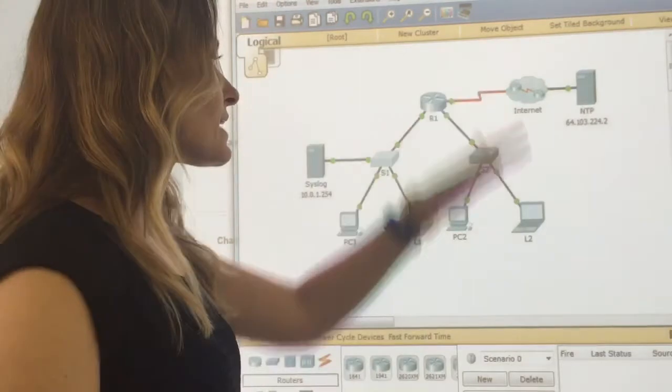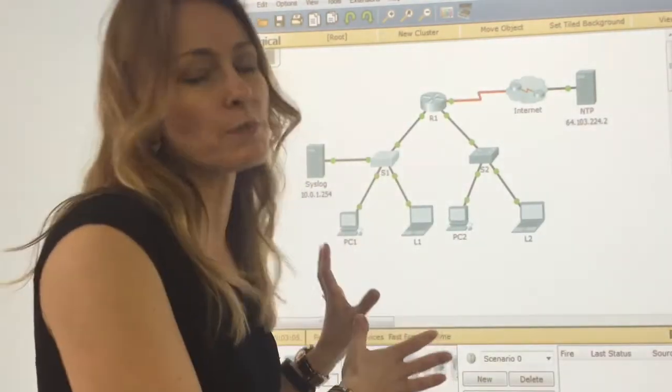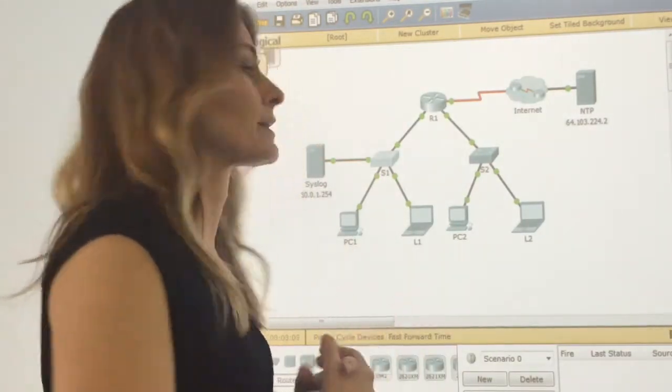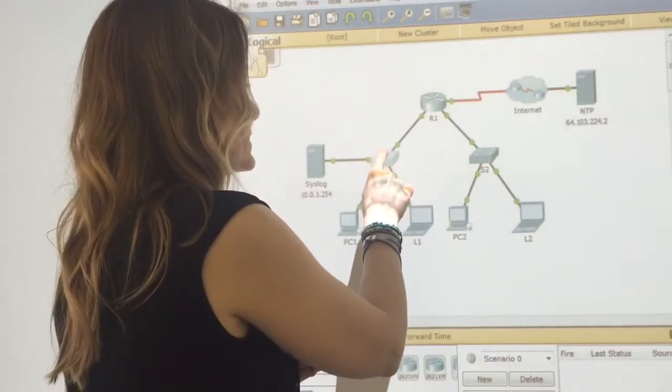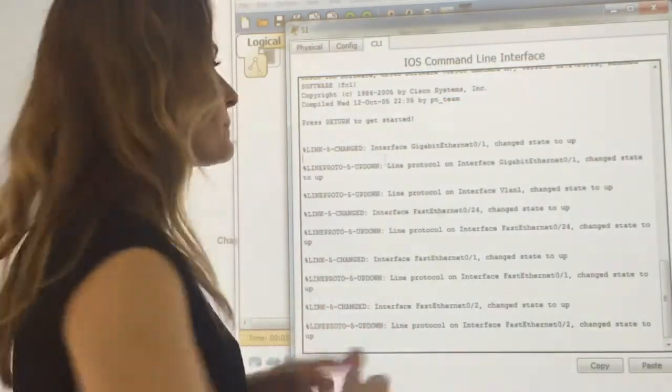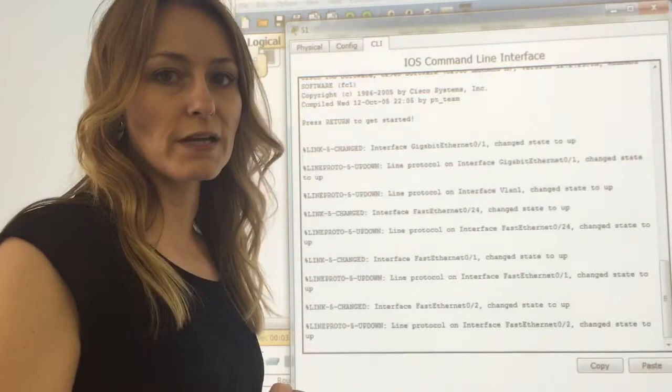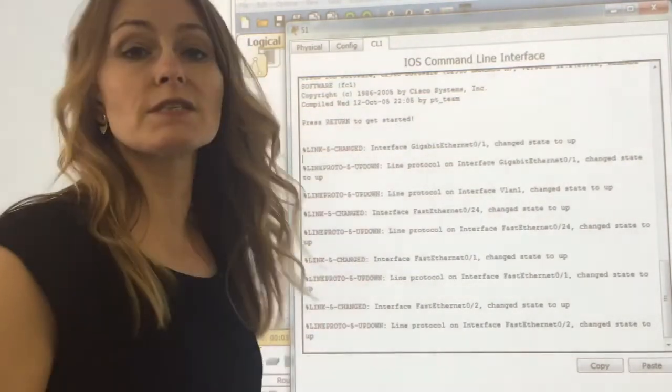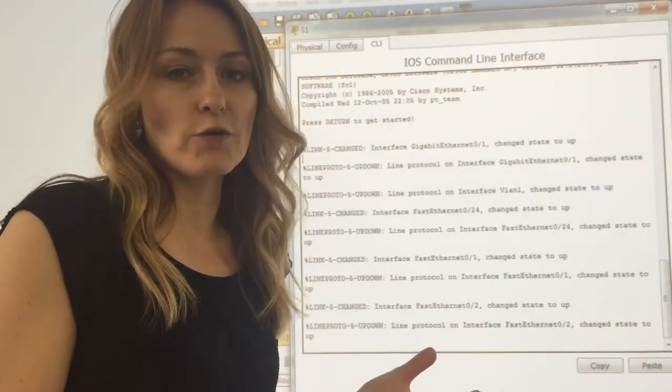So let's have a look here. Here we've got a network. This is just a Packet Tracer lab, but it mimics a real life network. So we've got a switch S1. Let's open it up and we'll look at the command line interface. There's a whole bunch of syslog messages that are already generated on here.